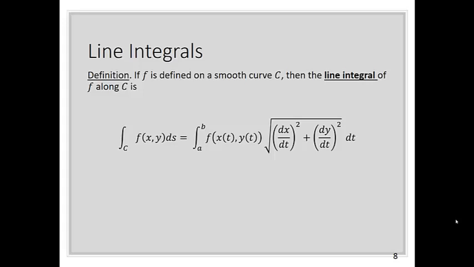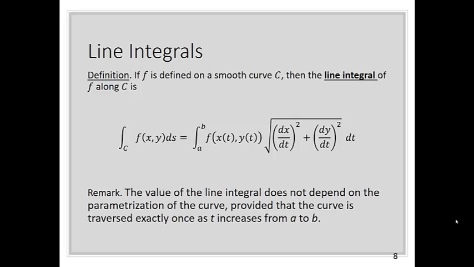Now, recall a moment ago I pointed out that the parametrization of a curve is not unique. There's more than one way for us to describe a curve C. So I remark here that the value of the line integral does not depend on the parametrization of the curve, provided that the curve is traversed exactly once as t increases from a to b. So this is good news. This means if I choose one parametrization for C and you choose a different one, we're going to get the same value for our line integral in the end. Great, so let's do a couple of examples to see this formula in action.